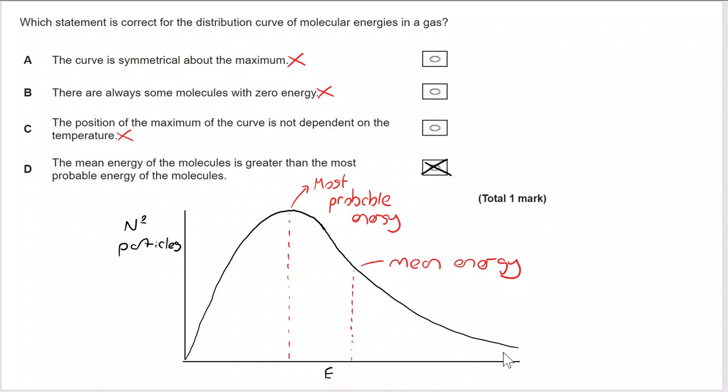And if you think about why, there are lots of particles over here, or actually there are a very small number of particles with very high energies, but that skews that average and brings it higher. So the correct answer is D.